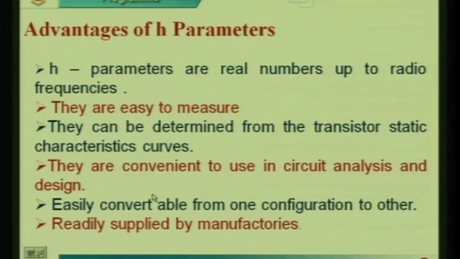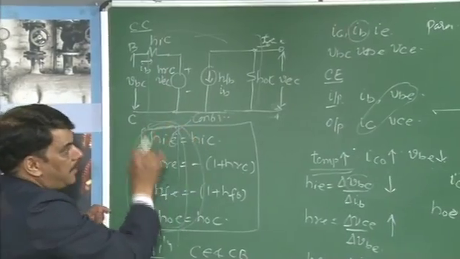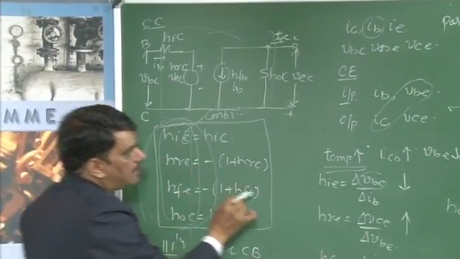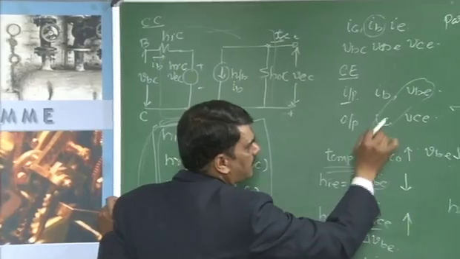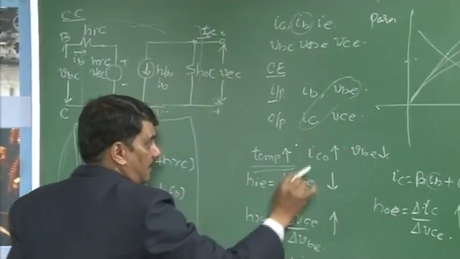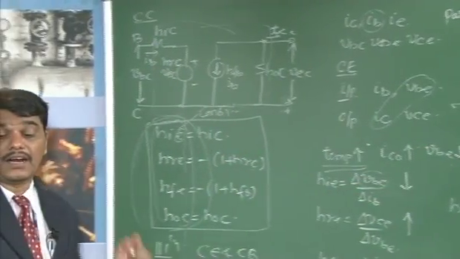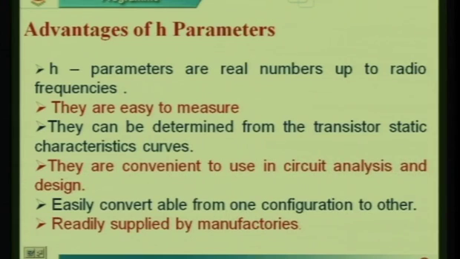Means we have discussed the various configurations of hybrid parameters and their relationships, and then the variation of these hybrid parameters with respect to temperature and current. Then we have to discuss the advantages. What are the advantages with respect to the RE model?